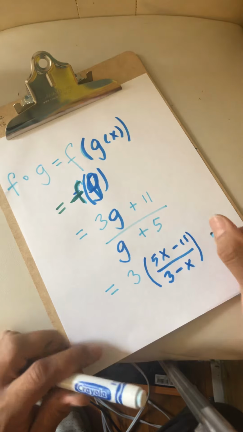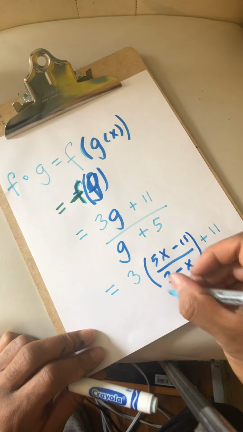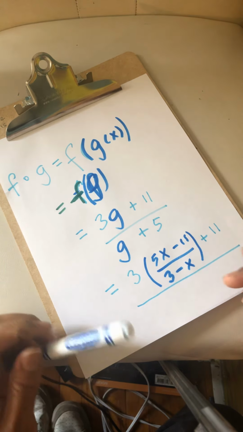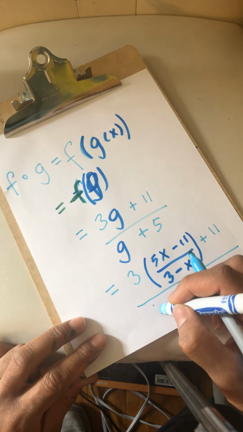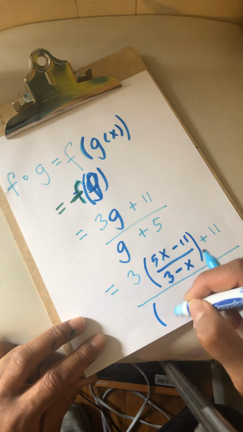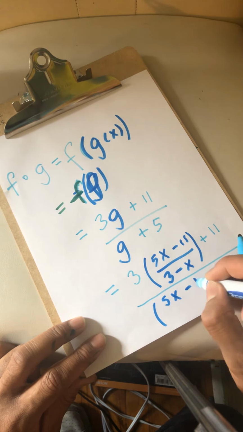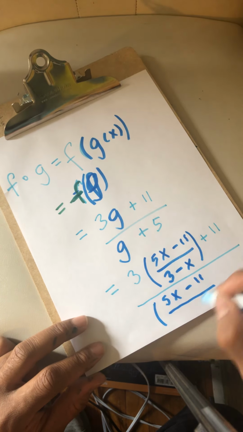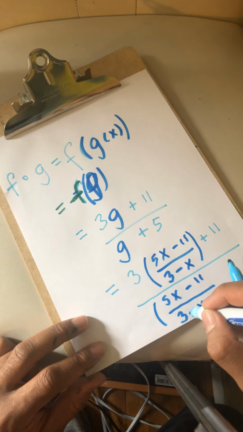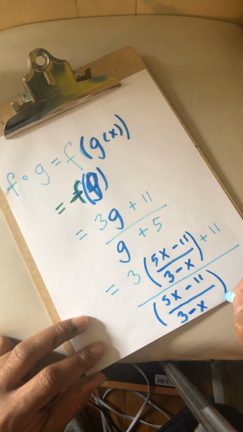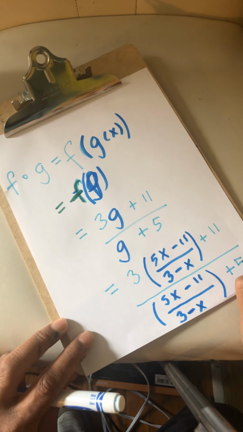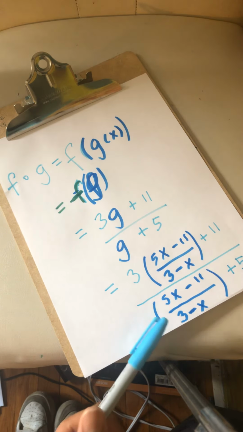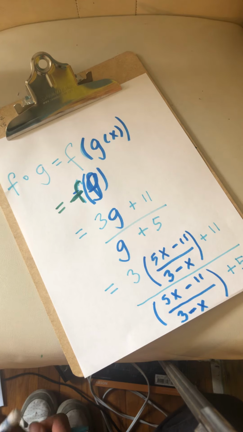All right, and now I'm adding 11 to it. And under here, I have the same thing for G again. What is G? The same thing, 5x minus 11 over 3 minus x. All right, cool. The good thing about this is that we did stuff like this before, right? So we know the least common denominator is going to be 3 minus x. So we're going to work from that frame.